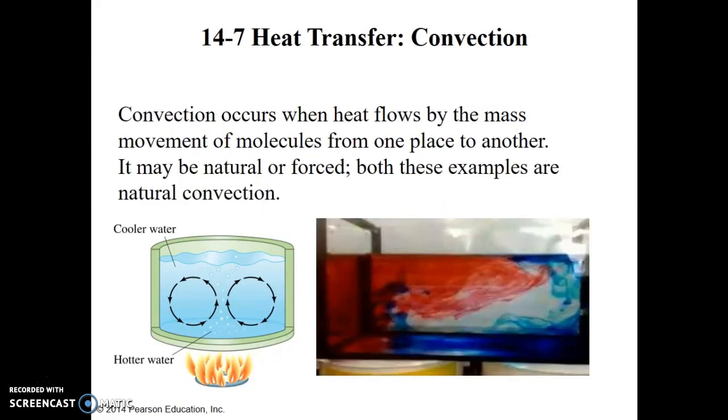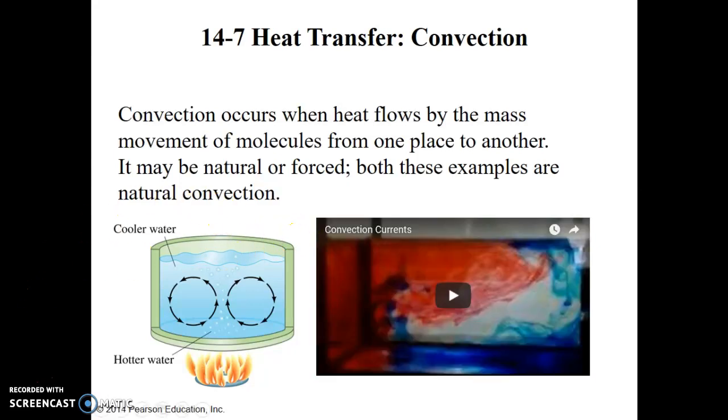Okay, so now we could talk about convection. Convection occurs when heat flows through the movement of molecules. So let's say that you have a mass of water that is, we'll say it's warm. That warm mass of water then moves from one place to another.